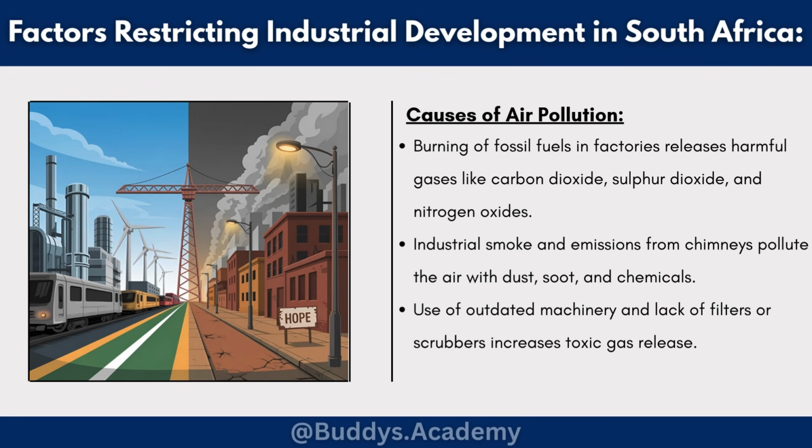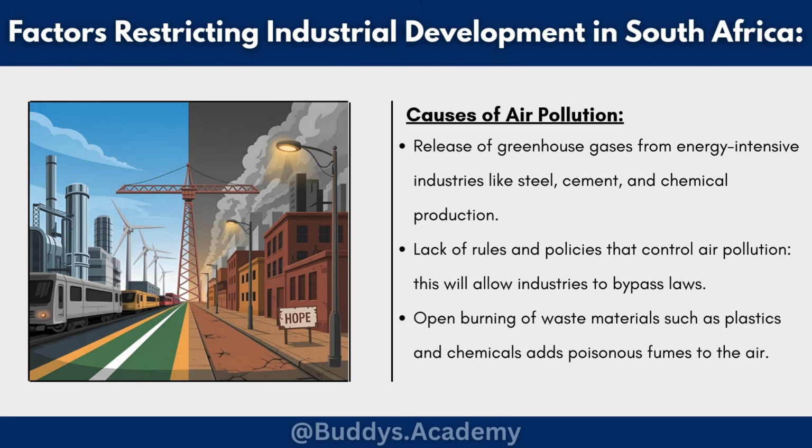Now, the causes of air pollution can be asked as an essay question, so let's quickly tackle that. So the first cause of air pollution will be obviously your burning of fossil fuels. So think of coal, think of oil, think of gas as well. Now, the burning of these fossil fuels in factories are going to release harmful gases like carbon dioxide, sulfur dioxide, and your nitrogen oxides. Your industrial smoke and emissions from chimneys are going to pollute the air with dust, soot, and chemicals. The use of outdated machinery and lack of filters or scrubbers is going to increase your toxic gas released. The release of greenhouse gases from energy-intensive industries like steel, cement, and chemical production.